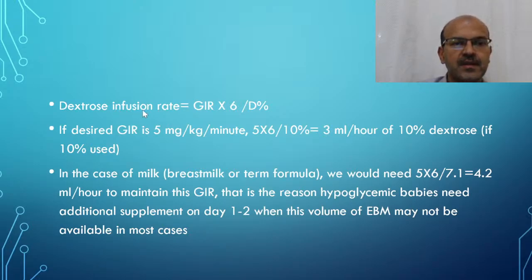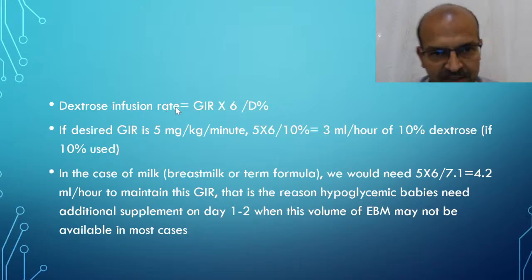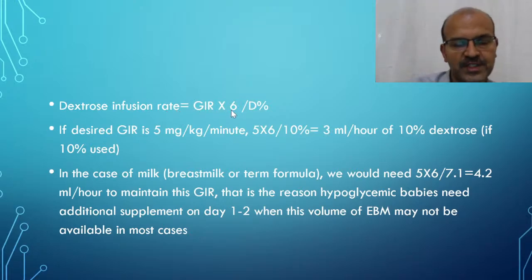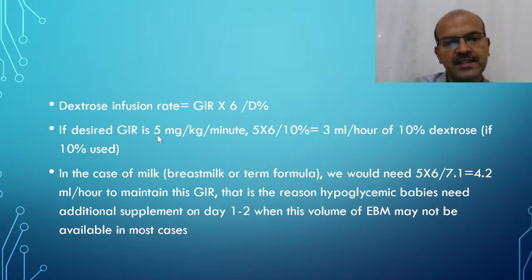The dextrose infusion rate can also be calculated if you have the glucose infusion rate. So glucose infusion rate times 6 divided by the percentage of dextrose. It's just the reverse of the formula we use. So you can calculate any of these components by crisscrossing the formula. If the desired GIR is 5 and you multiply 5 by 6 divided by the percentage of dextrose, if you're using 10% dextrose, then 3 ml per hour of 10% dextrose will give you a GIR of 5.